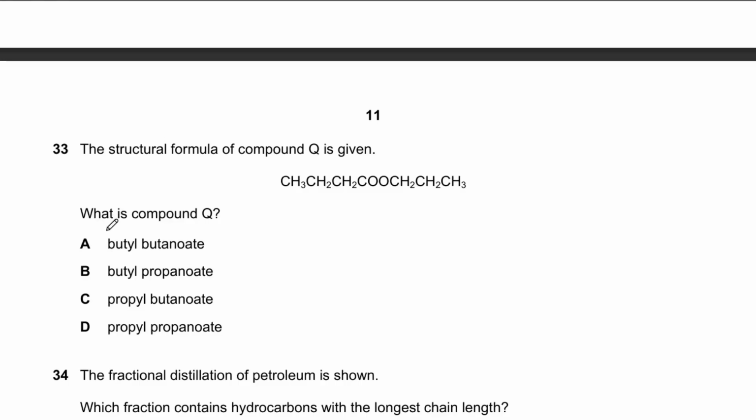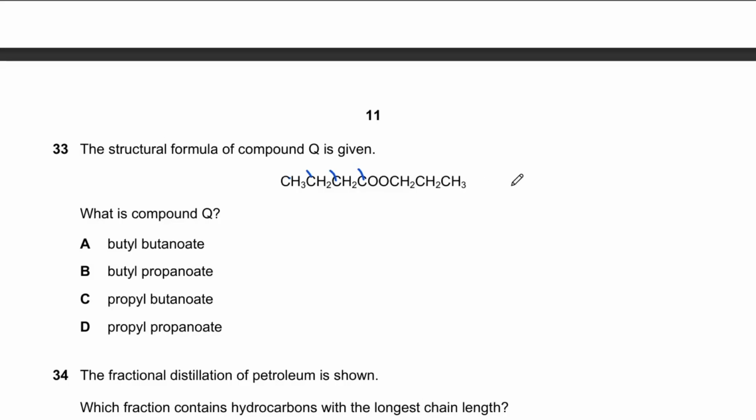Now, if you are naming an ester, we have to check which side is the acid and which one is the alcohol. Esterification is a reaction between carboxylic acid and alcohol to give us ester and water. So the acid is the first side, which is butanoic acid. How do I know? 1 2 3 4 carbon. So it is butanoic acid. Then the next one is the alcohol, 1 2 3, which is propanol.